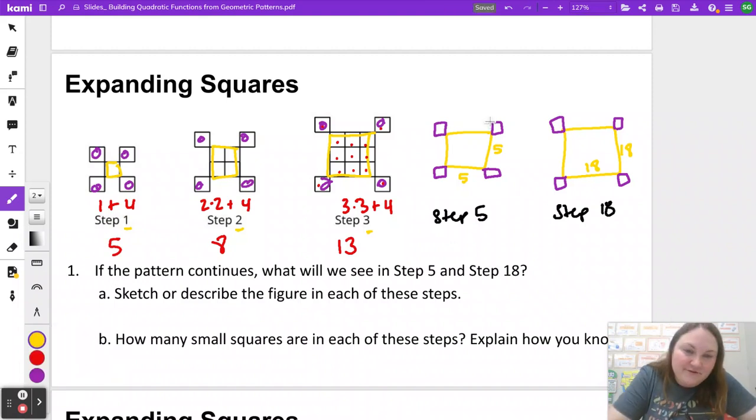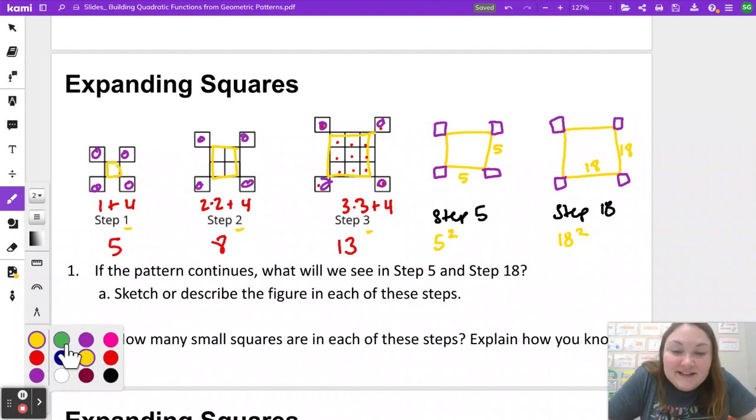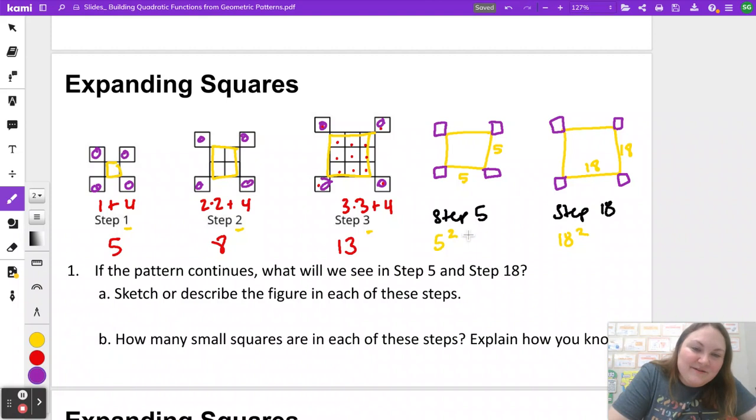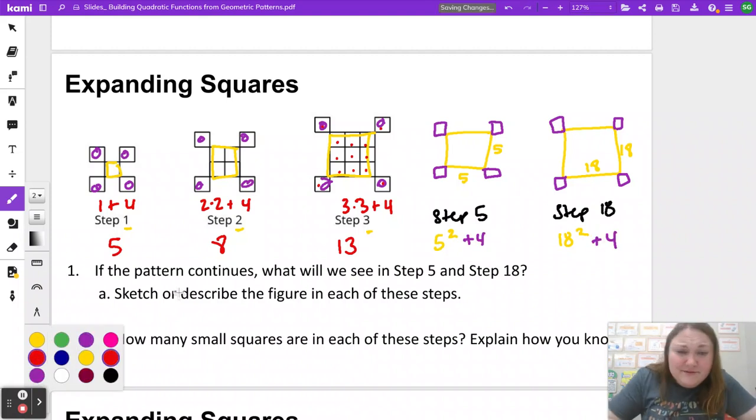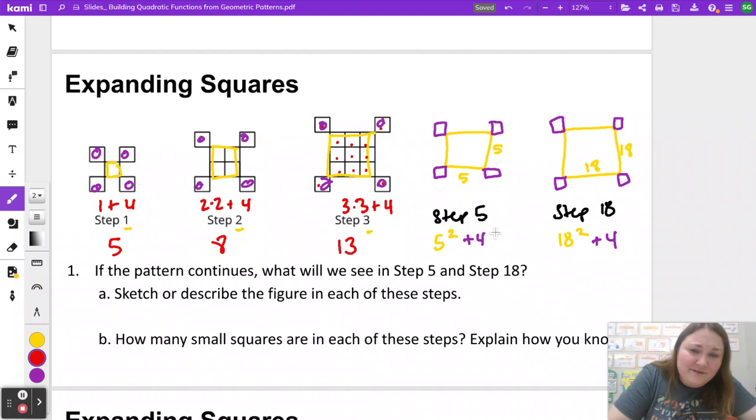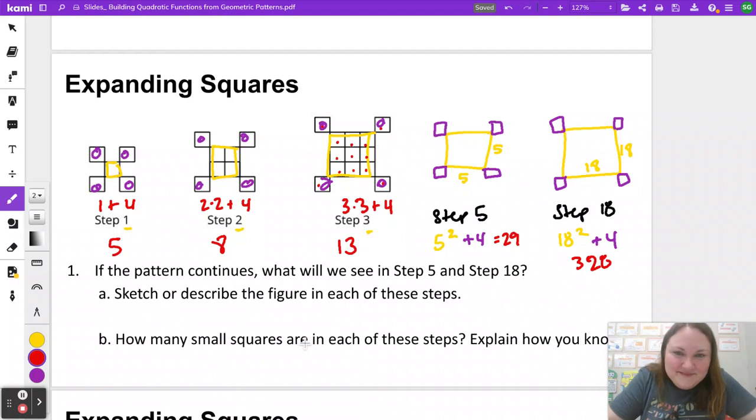And so to find our total for each of these, I'm going to switch and match the colors. For step 5, I would have to do 5 times 5. I'm going to also write it as 5 squared. And then step 18 would be 18 times 18, or 18 squared. That would tell me how many are in that yellow section in the middle. And then once I get that result, I'm adding 4 to add those 4 squares on the corners. And so if we do that, 5 times 5 is 25, plus 4 gives us 29 in that one. 18 times 18 is 324, and 324 plus 4 gives us 328 for that final one.